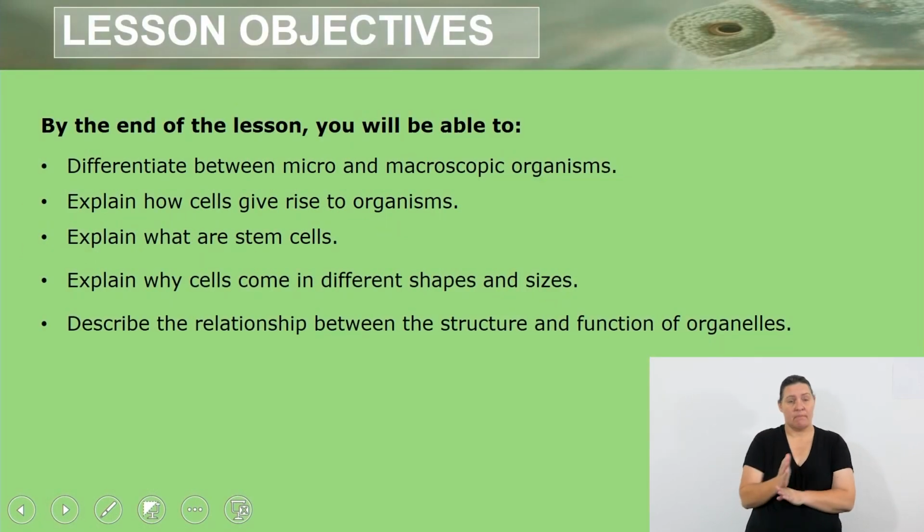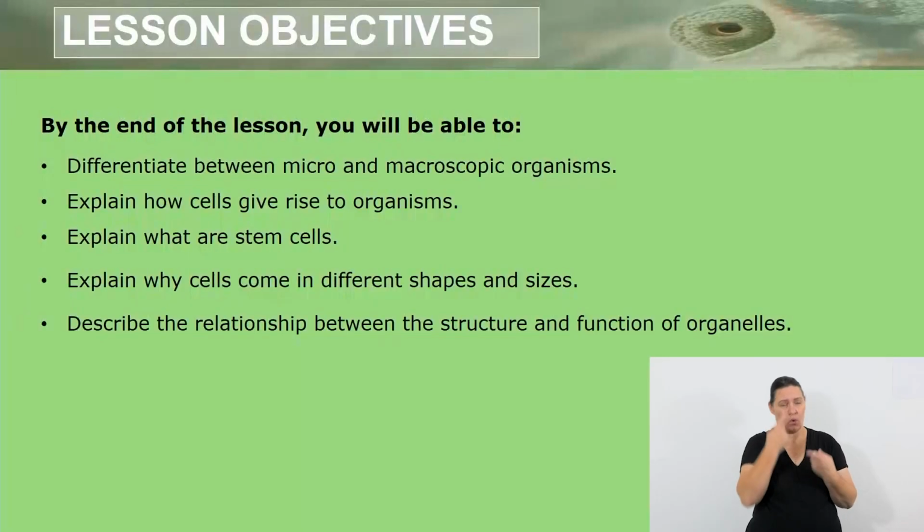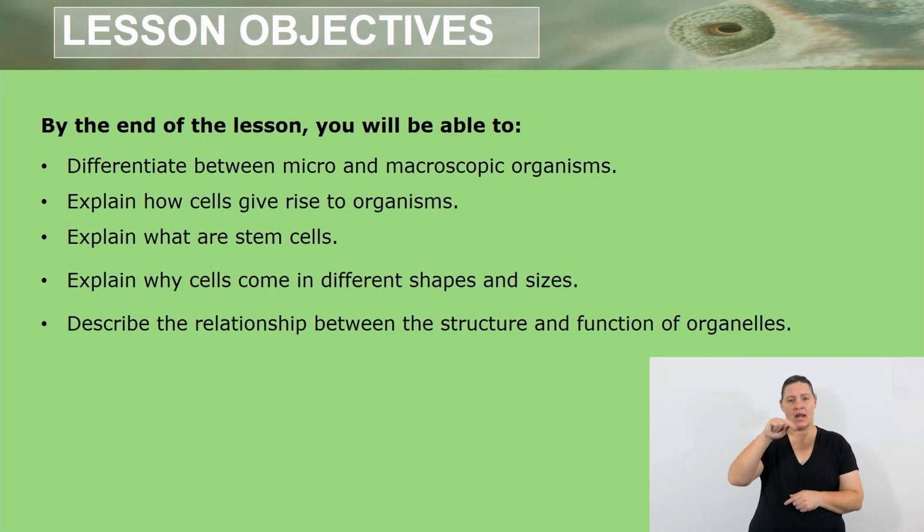So before we move on to the lesson today, these are the things you need to know by the end of this lesson. Firstly, you must know the difference between micro and macro organisms. You should know how to explain how cells give rise to organs. You should also be able to explain what are stem cells, explain why cells come in different sizes and shapes, and lastly, you need to be able to describe the relationship between cell structure and the function of the organelles.